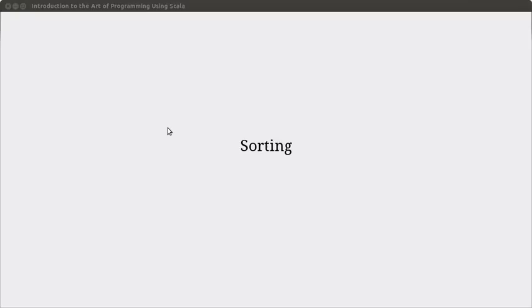This is the first video in the chapter on sorting and searching, and I want to introduce the idea of sorting here. This really is a very straightforward idea. You're given a number of things, and you want to put them in a particular order by some comparison function that you would have. That's the formal way of stating it.